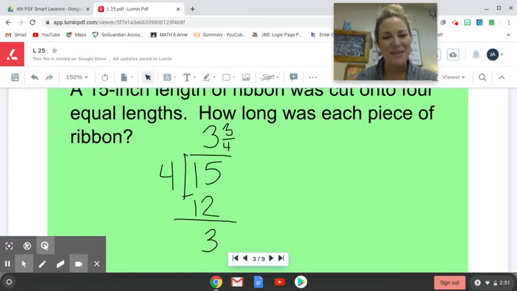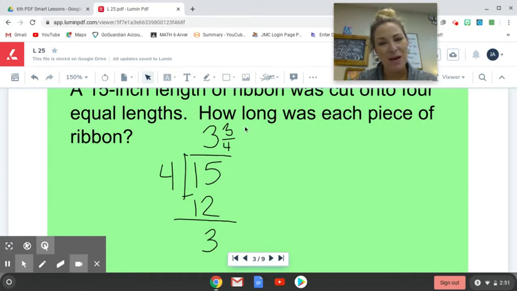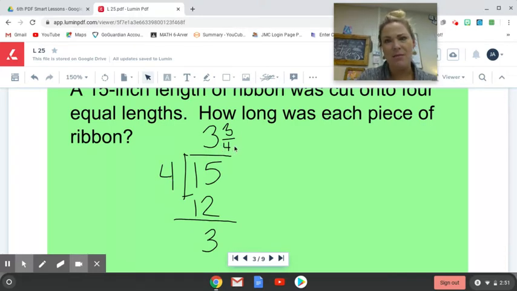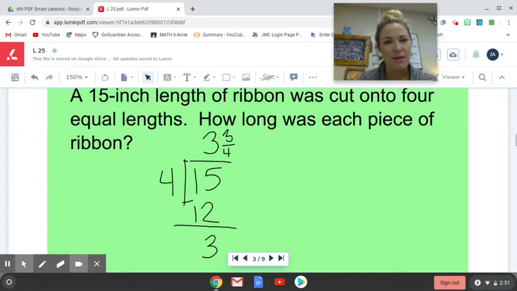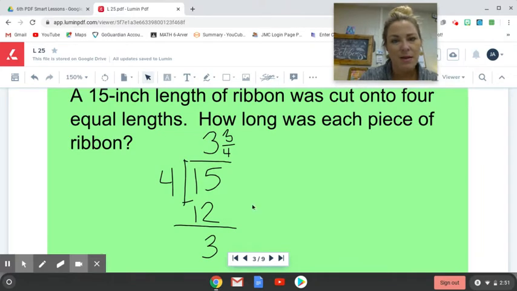Okay, so you can see I brought my remainder of 3 all the way up to be my numerator. My denominator comes from my divisor out here on the outside, 3 3/4. Just to double check, so I have a thoughtful label, we're talking about inches of ribbon, so my appropriate answer would be 3 3/4 inches.